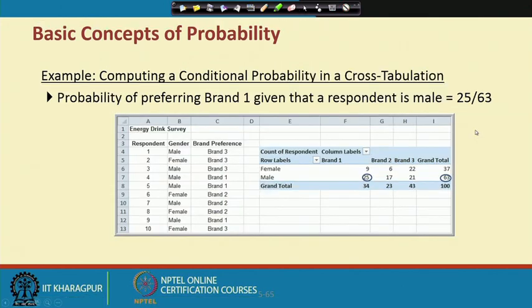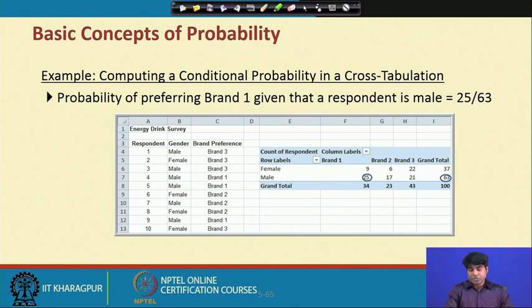Now, corresponding to this particular concept of conditional probability, I can cite another example here. We have respondents, and corresponding to the respondents we are citing the gender and then brand preference. In the last lectures in unit 2, we have already discussed the concept called cross tabulations.